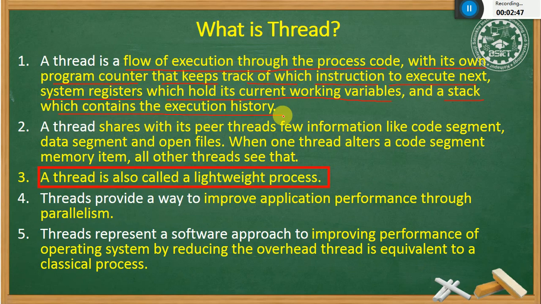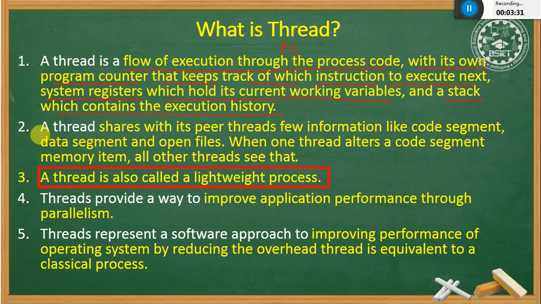Previously we have studied a process, and a process has a PCB, process control block, and a process in the main memory also has similar parts like code, text area, program counter, and state information. So a thread is also a small process. It is a lightweight process which has its own program counter, which gives information about which instruction is going to execute next. It also has system registers which hold the current working variables, and its own stack which contains the execution history. So it is called a thread.